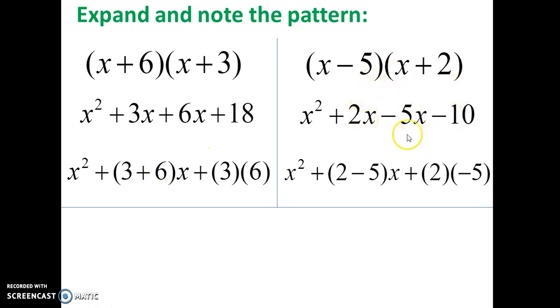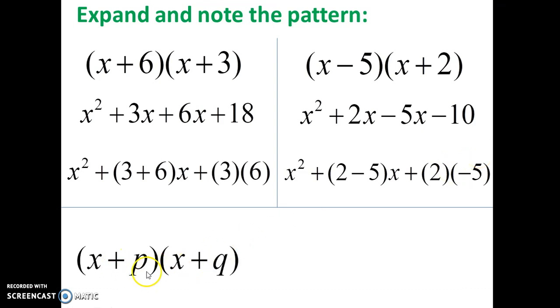In this one, let's check if it's the same thing. We have negative 5 and a 2. Down here we have 2 plus negative 5, or 2 minus 5, it's the same thing. So we're doing the sum of the two numbers, and at the end we have the product of the two numbers. So that brings us to an important point about quadratic trinomials.